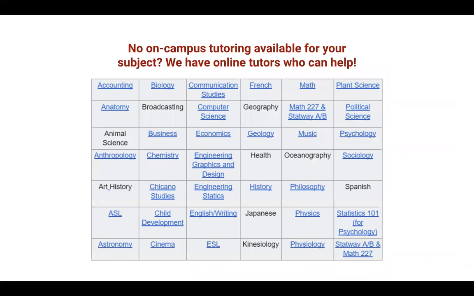If there is a subject on the grid that is not hyperlinked to a tutoring schedule, that means there is no on-campus tutoring for that subject this semester. However, hope is not lost. We still have online tutors that can help with that subject. Please check out the online drop-in tutoring guide and video. Those are available to read and watch on the CAS website, CAS Canvas Shell, and in the description section of this video below.